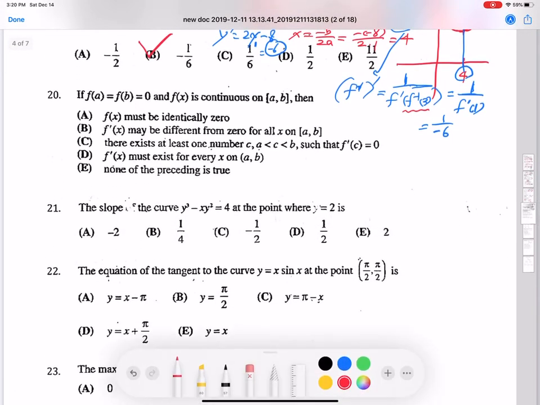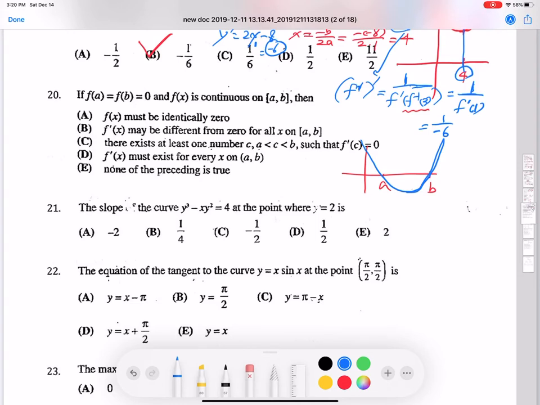f(a) is equal to f(b) is equal to 0. f(x) is a continuous function between a and b. So if we draw the graph, suppose this is a, this is b. The function graph has 0 at a and b. It's something like this, right? A, f(x) must be identically 0? No. f(a) is 0, f(b) is 0. So at x equals a and x equals b it is 0, but the other x values are not 0. It doesn't have to be 0.